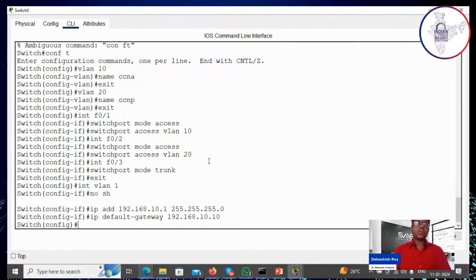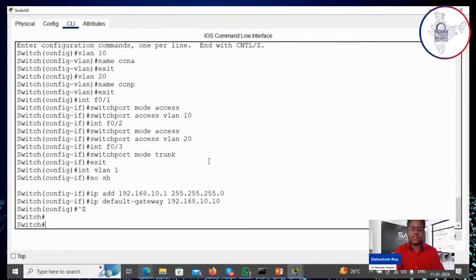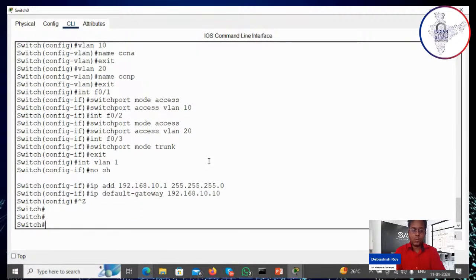So we have shut down the port. We have assigned the ports to the VLAN. We have gone to VLAN 1, given the IP address of the switch, and we have given the default gateway. So these things need to be done in the switch. Give Control Z and come back to the privilege mode and give the command again, show vlan brief.